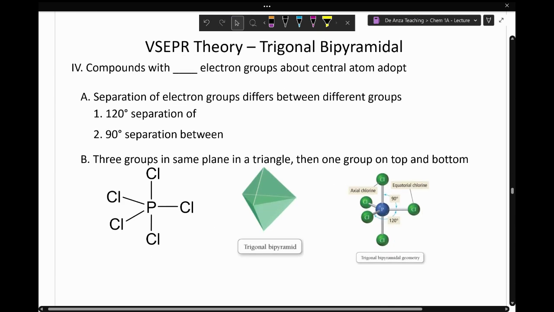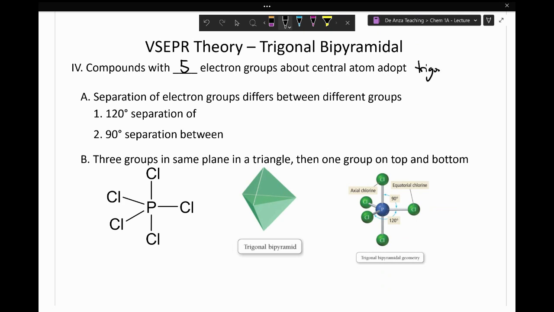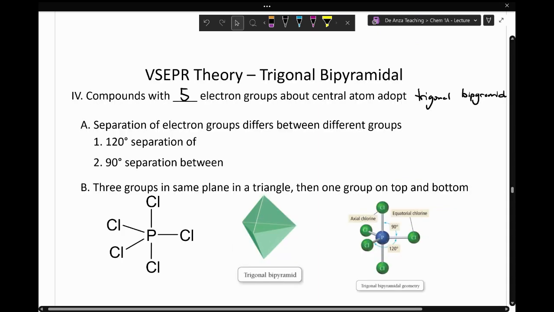Next, we're going to look at those compounds with 5 electron groups around them, and they adopt a trigonal bipyramidal geometry, just meaning that you have a triangle base and then a pyramid by having a point above and below that.